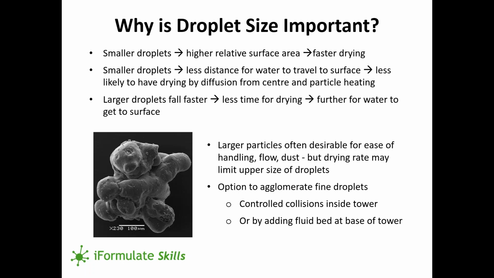With bigger droplets, as we've seen, there's the chance of larger water gradients forming. So bigger droplets will take longer to dry, but they do fall faster in the tower, and that's the reason you might need a very tall tower to get your droplets dry. But although you might want big particles for low dust or for good flow properties, there's going to be a limit to that maximum droplet size. And you might have to settle for spraying smaller droplets and making smaller particles, and then agglomerating them either in the tower or afterwards in something like a fluid bed. And there'll be a little bit more on that in a moment.